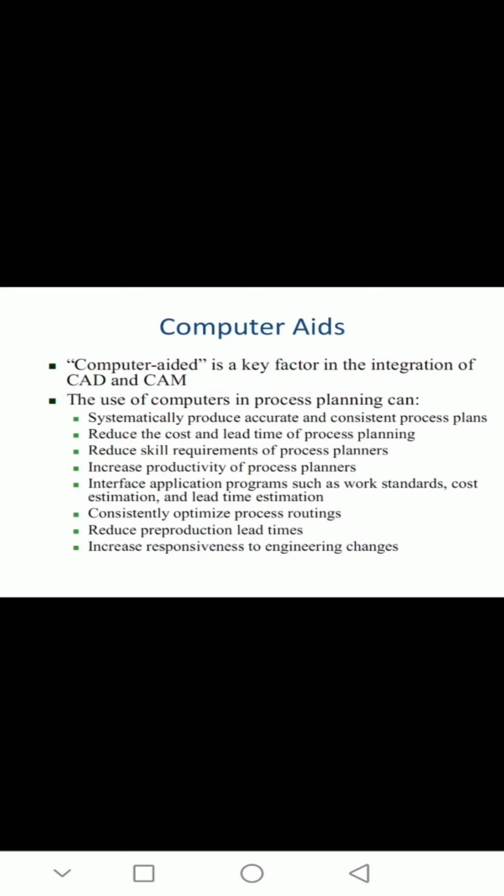Interface applications programs such as work standards, cost estimation, and lead time estimation can be done with the help of this computerized process planning. Means we can do the cost estimation of the product and the lead time estimation, and we can set the work standards, but it is not possible in the case of manual process planners. It also consistently optimizes process routing, meaning we can optimize the process routing as and when required, but in the manual process plan we need to prepare a new one for each part.